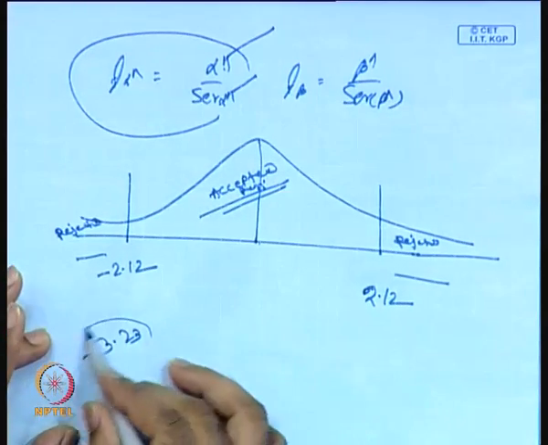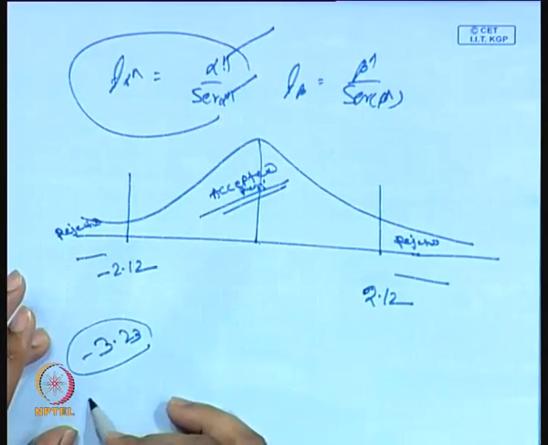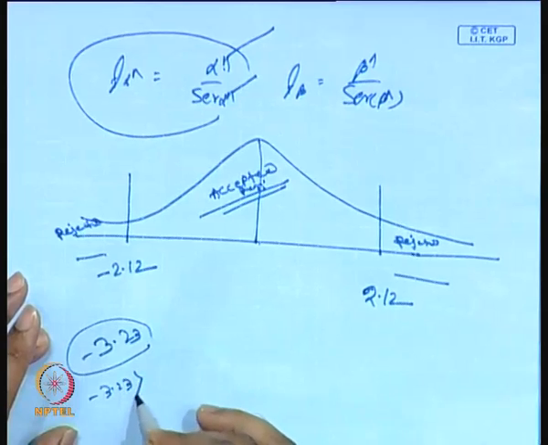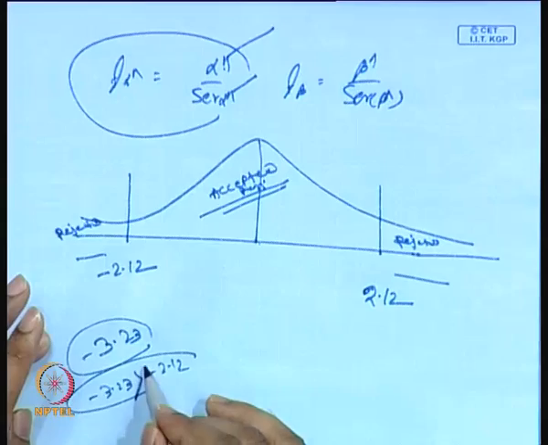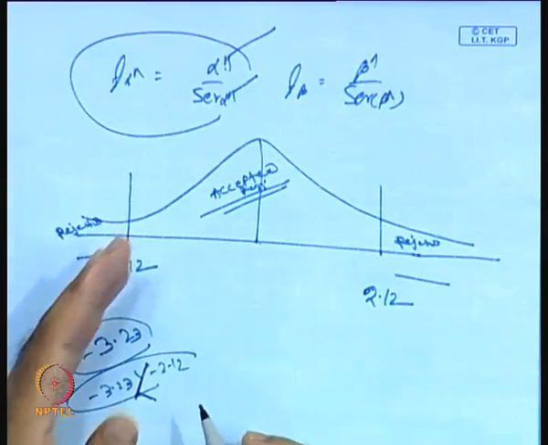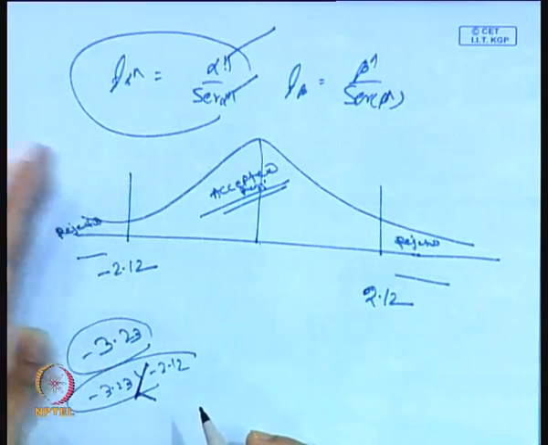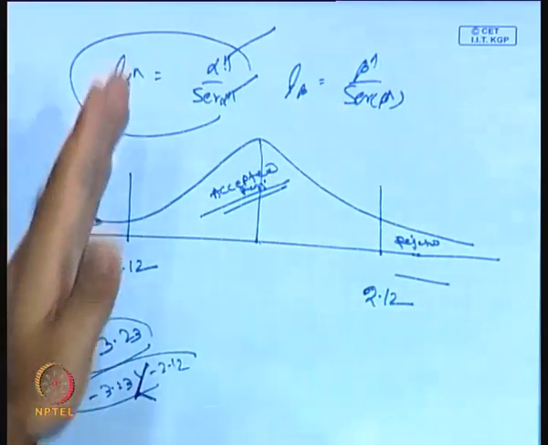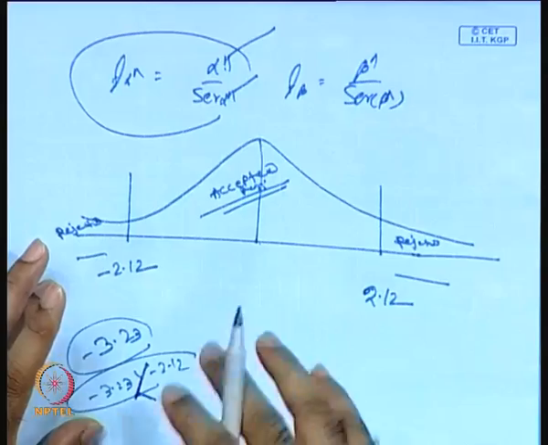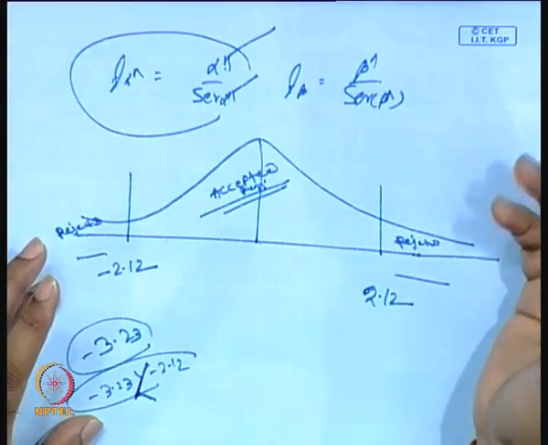Now, minus 3.23 compared with minus 2.12: it is not greater, obviously it is less than. So it is coming on this side, and this side means we are rejecting the null hypothesis. The moment you reject the null hypothesis, that means alpha hat is statistically significant.